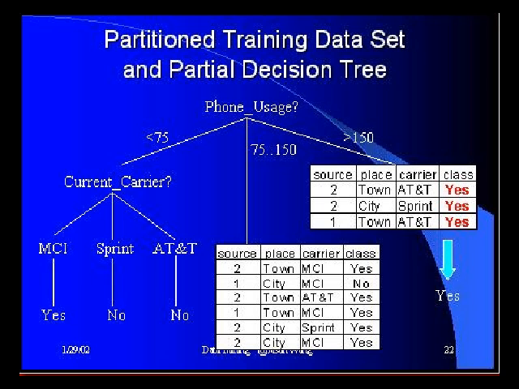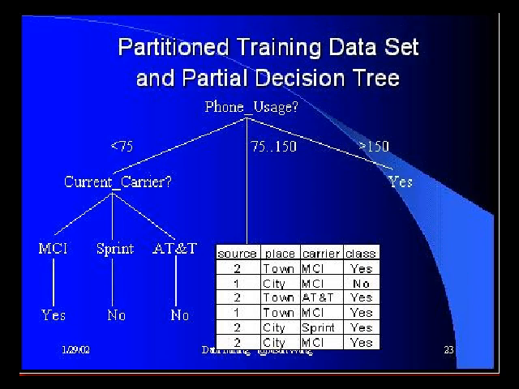So for that rightmost branch, I put a yes there, meaning that every tuple that has phone usage greater than 150 will be positive and will change to the new AT&T calling plan. No doubt for them. So that's yes, for sure. All of them belong to the positive class, the yes class.